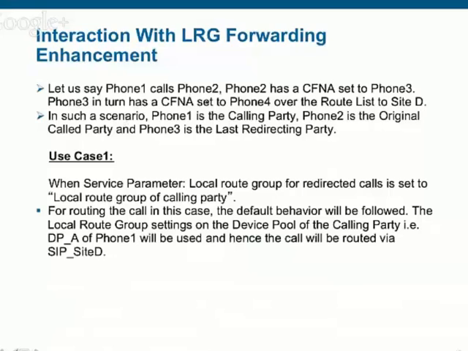Phone 1 calls phone 2, phone 2 has call forward to phone 3, phone 3 has call forward to phone 4. So in this case, phone 1 is the calling party, phone 2 is the original called party, phone 3 is the last redirecting party, and phone 4 is the final party that's receiving the call.